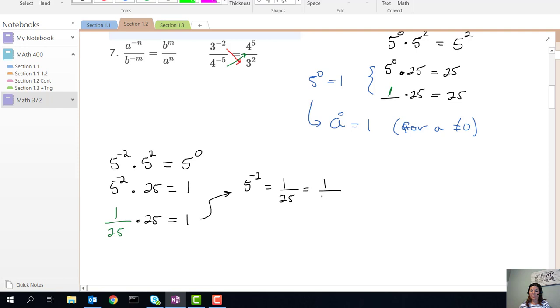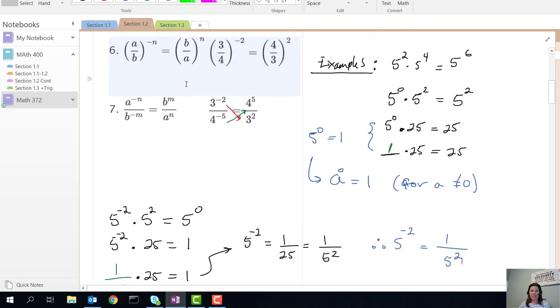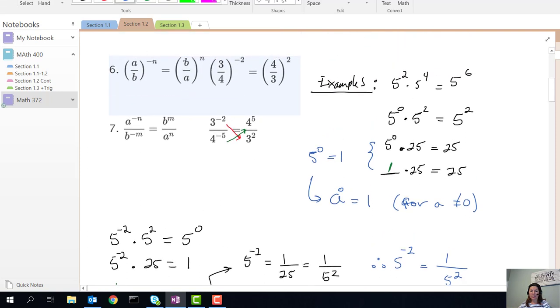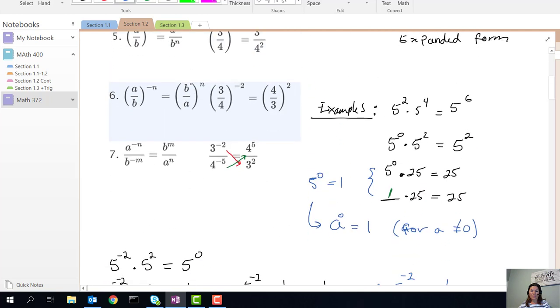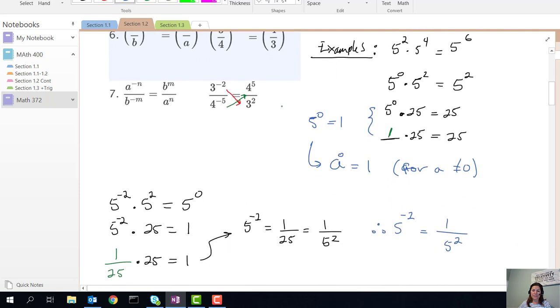But notice that 1 over 25 is 1 over 5 squared. And so that's where the rule comes in. So therefore 5 to the minus 2 is 1 over 5 squared. So that's where that number 6 comes from. That if you have a negative exponent, you get the reciprocal. Like the example here has 3/4 to the minus 2, then the reciprocal of 3/4 is 4/3.